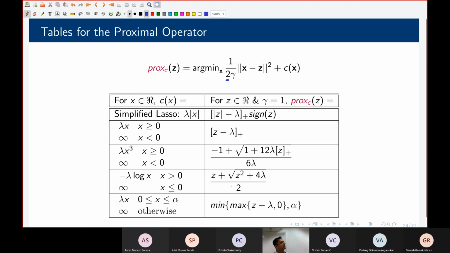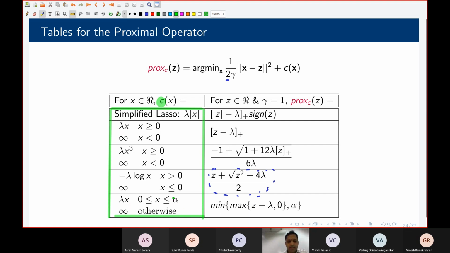Minus lambda log x, you can come up with this expression: z plus square root of z square plus 4 lambda, divided by 2. By the way, these are all convex functions. All that we see on the left hand side are examples of convex functions. Now the lambda x cube and minus log x are not necessarily of the constraint type. They are actual valid functions. Constraint indicator functions are typically 0 or infinity. So these still qualify as proper functions, not just the indicator type which we see for projected gradient descent.